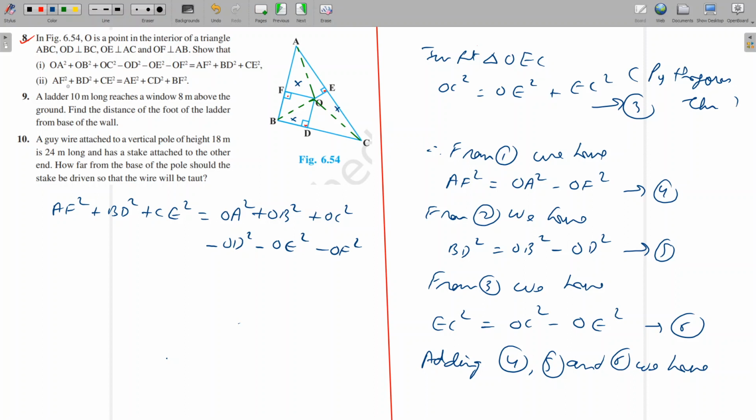Now let us do the second part. In the second part, we'll take the help of the first part. What we need to prove is that AF square plus BD square plus CE square equals AE square plus CD square plus BF square.